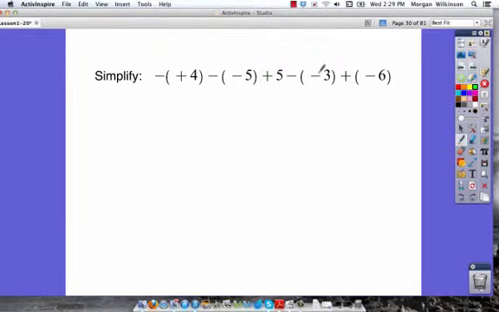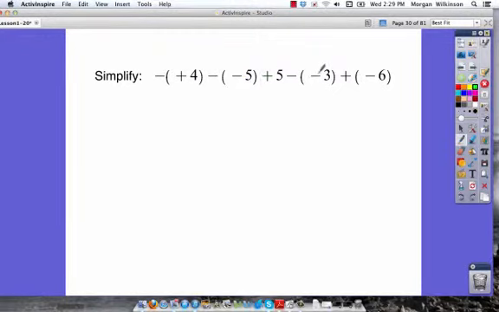What we're going to do is rewrite this as simply as we possibly can. So, negative positive 4. That's saying the opposite of a positive. The opposite of a positive must be a negative. So we're going to get negative 4. Well, we've got thick pen today. That's all right. Negative 4.